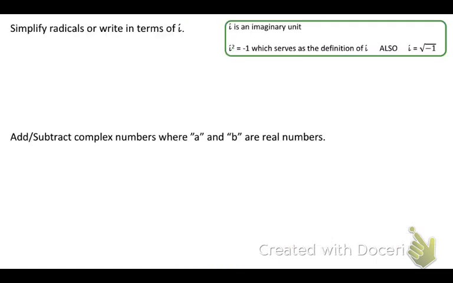Off to the right, I have a reminder that i squared is equal to -1, and also that i is equal to the principal square root of -1. So for instance, if I had something like the square root of -3, and we wanted to simplify that, we know that we could break it up into the square root of -1 times the square root of 3, and we said that the square root of -1 is equal to i, and then we cannot simplify the square root of 3, so we simply bring it down.